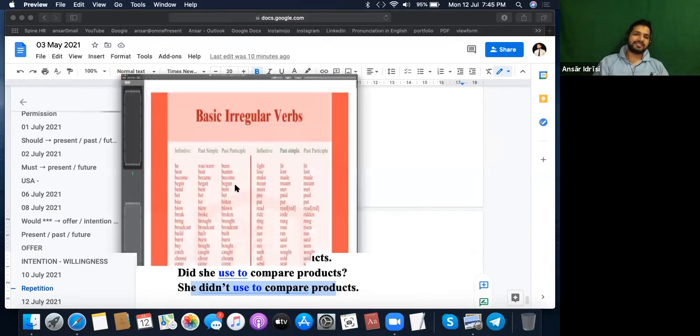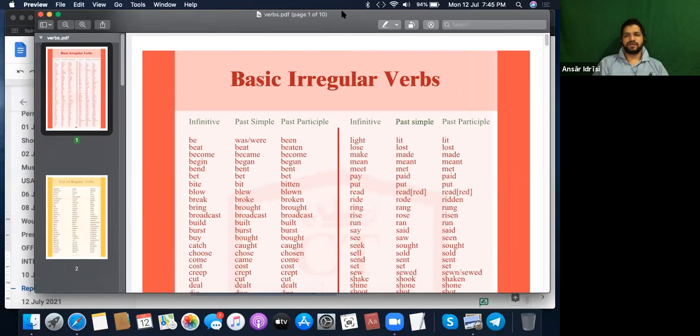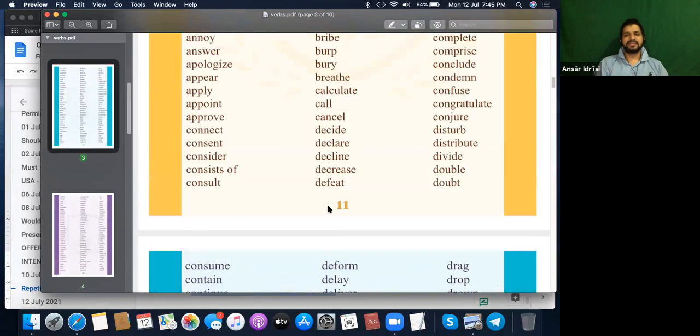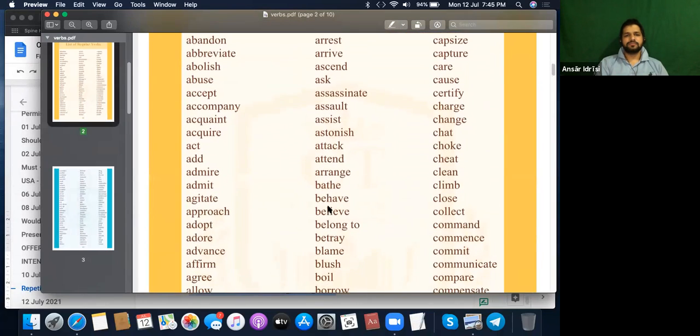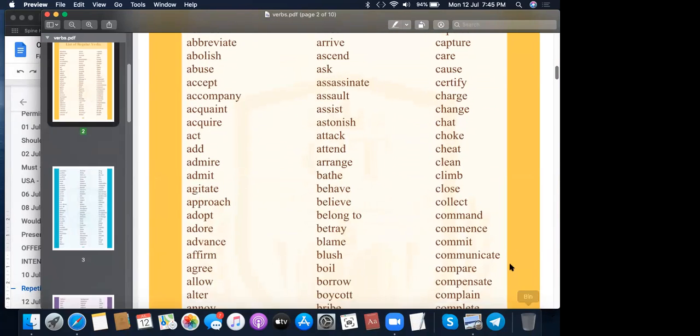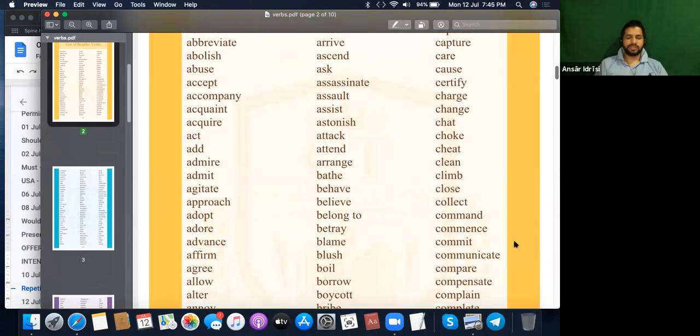I want you to make sentences with "I used to." Faster and faster. One by one, take the verbs and make sentences. Once again with these verbs. I used to. I used to play soccer. Question, negative. Did I used to play soccer? I didn't used to play soccer.